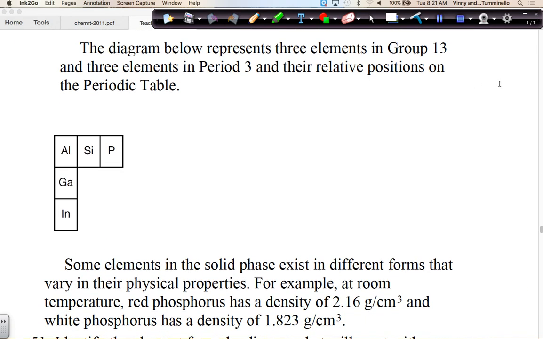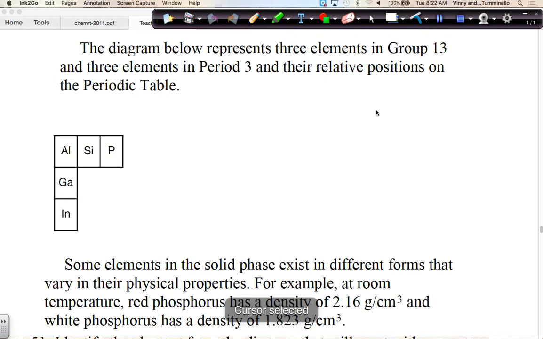It says that the diagram below represents three elements in group 13. Aluminum, gallium, and indium are the ones in the same group. And in period 3, aluminum, silicon, and phosphorus are in period 3. So the ones in the same group have the same number of valence electrons. The ones in the same period have the same number of shells of electrons.